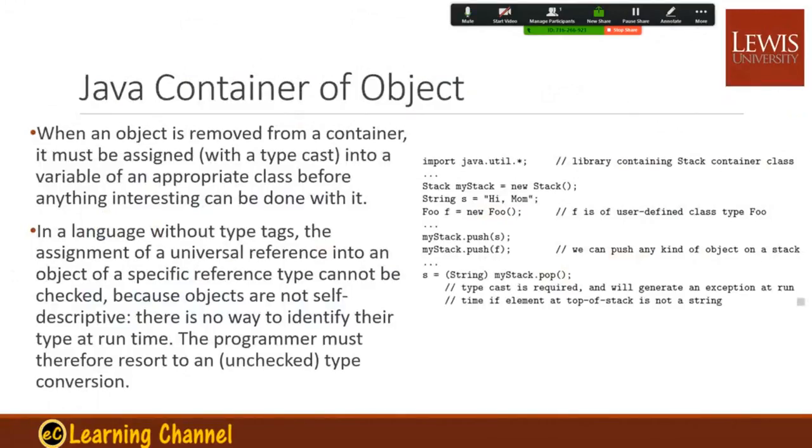Java container of object. When an object is removed from a container, it must be assigned into a variable of an appropriate class before use. In the example on the right-hand side, we have created a stack, and then we create a string, hi mom, and then Foo f equals new Foo, and then my stack will push s, which is actually a string, into there. I also push f, which is a Foo type, so my stack is of a generic data type.